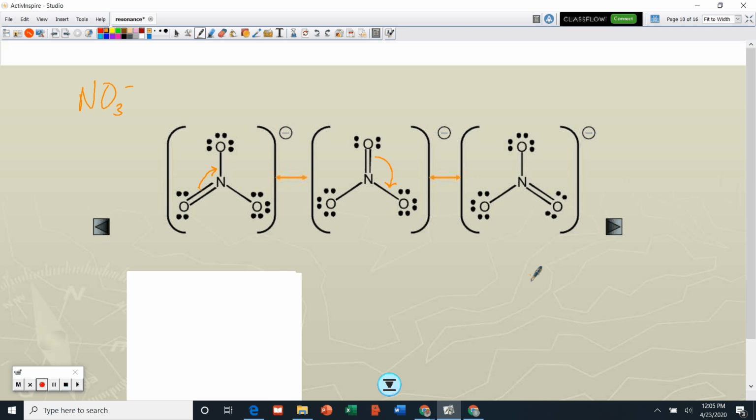Now, there is something called formal charge. What formal charge does is tells us which one is the best. What I can tell you on this one is that all the structures on this one are equivalent, meaning that these structures, these shapes, would be seen equal amounts of time in nature.